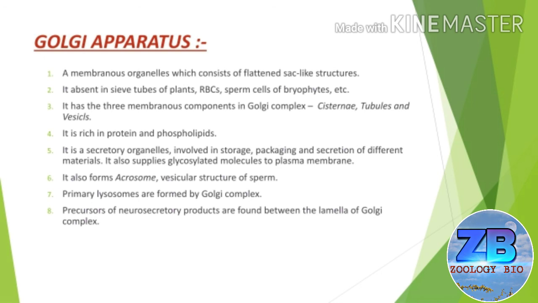Number six, proteins and lipids are formed in RER and SER, that is rough and smooth endoplasmic reticulum. These combine with carbohydrates to form glycoproteins and glycolipids. These combining reactions take place in Golgi complex. And next, number seven, primary lysosomes are formed by Golgi complex. Number eight, precursors of neurosecretory products are found between the lamellae of Golgi complex.